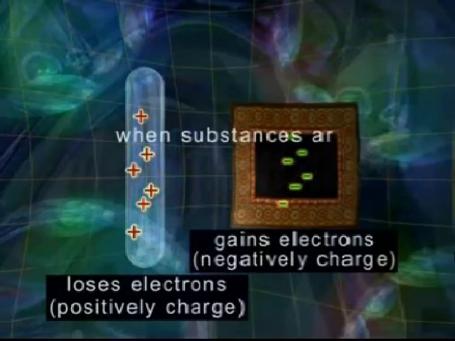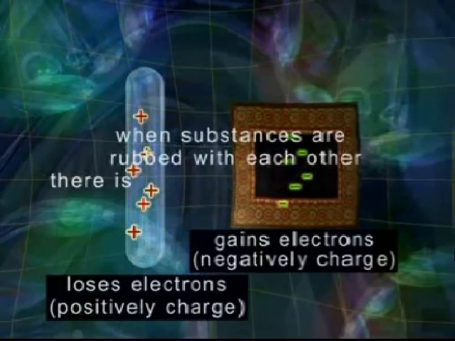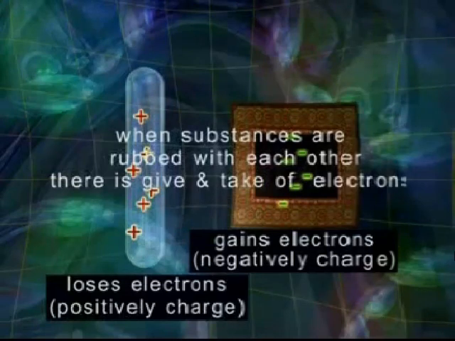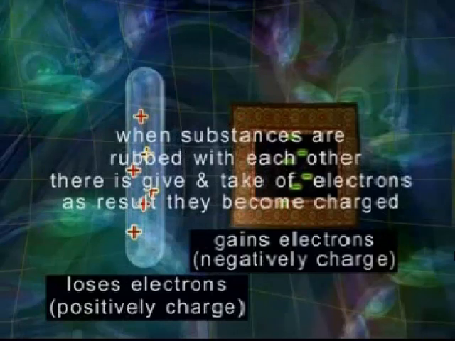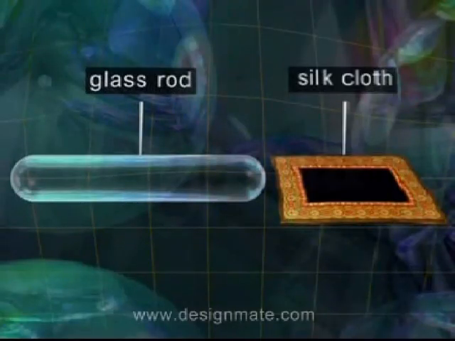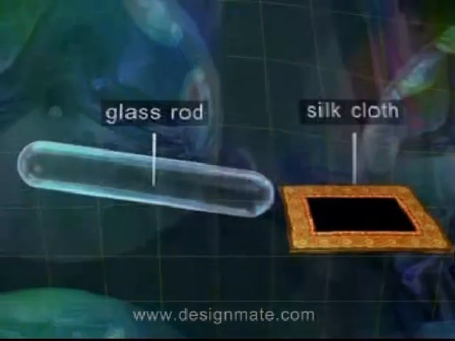So when the substances are rubbed with each other, there is a give and take of electrons, and as a result, they become charged. Let us take examples to explain this concept.